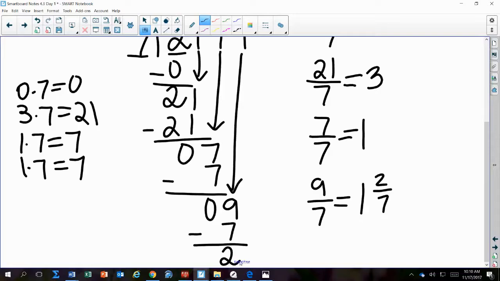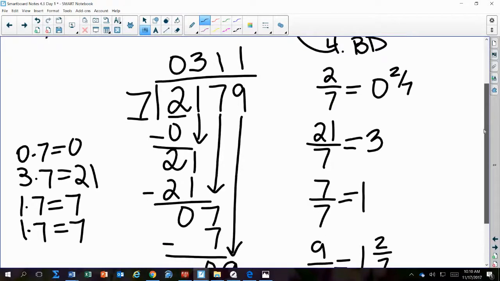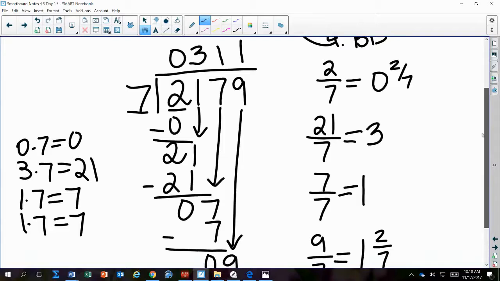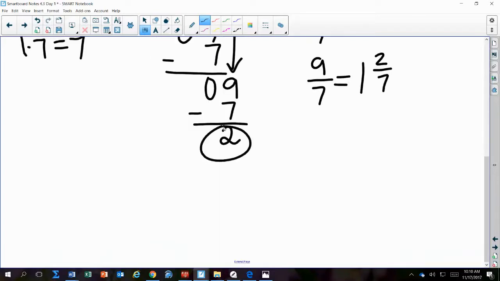You got it. Okay, now, here's the sticky part. Is there anything left to bring down? No. So this is how you know you're done. If there's nothing left to bring down, right, you're done. You have nothing left to bring down, and look, is 2 divisible by 7? No. So you get to this part where there's nothing left to bring down. You're done. What is 2 called? Your remainder. Good.